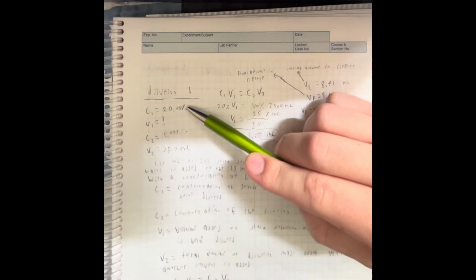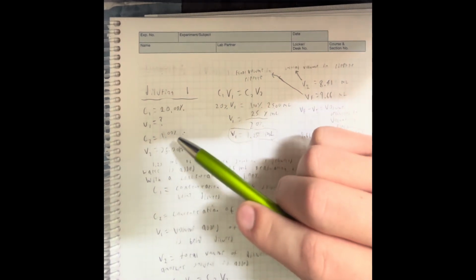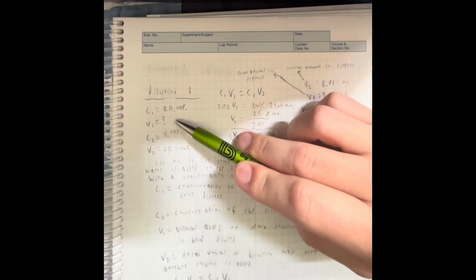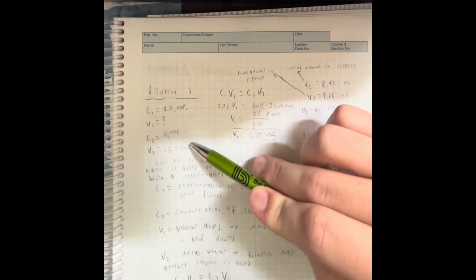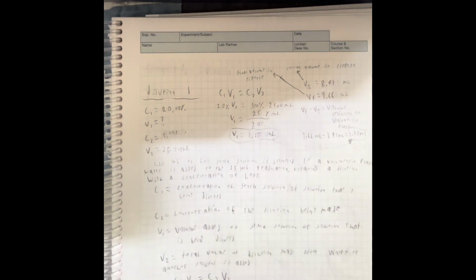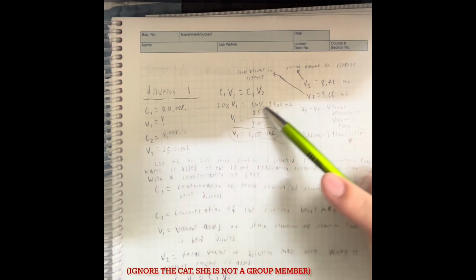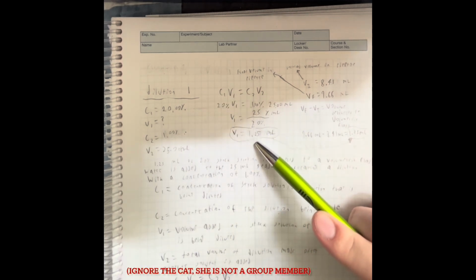C1 is the concentration of the stock solution, 20%. C2 is the concentration of the dilution that we are aiming for, 1%. V1 is the amount of stock solution we need to add to the 25 milliliter volumetric flask. We don't know that yet. V2 is the amount we are going to dilute to. Since we are using a 25 milliliter volumetric flask, this is going to be 25 milliliters. After plugging it into the equation, we find that the V1 we need is 1.25 milliliters.